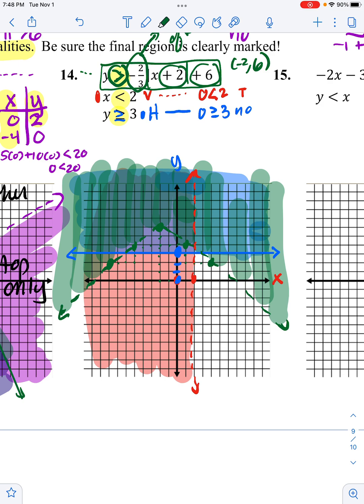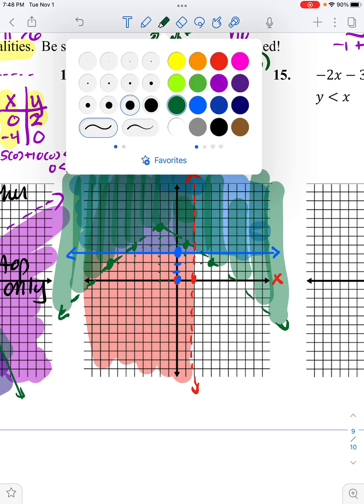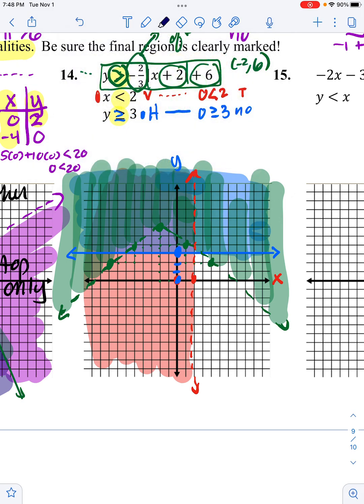So now it's kind of messy, but I'm looking for where it all overlaps. So I'm going to shade in the darkest part where all three overlap: above the blue line, above the V, and to the left of the red. So right there. So that's going to be where my solutions are.